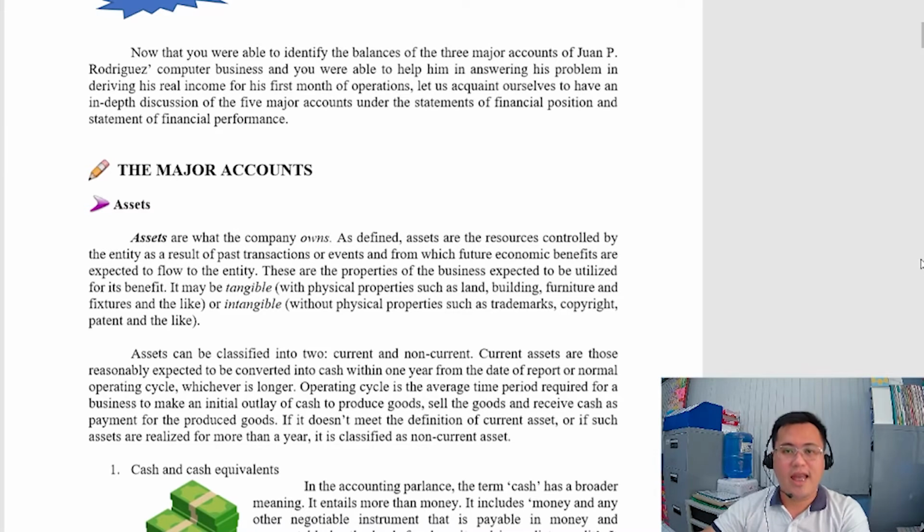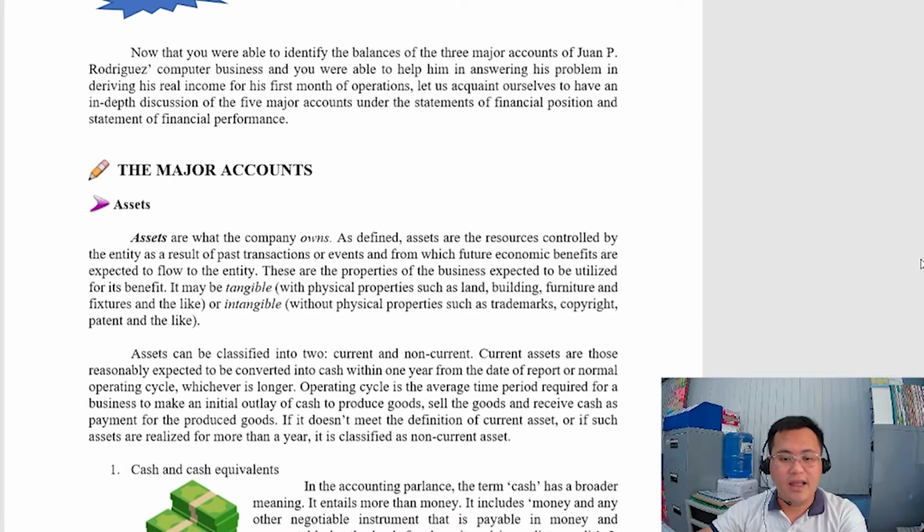To start with, let's discuss our first major account, which is asset. Assets are what the company owns. As defined, assets are the resources controlled by the entity as a result of past transactions or events and from which future economic benefits are expected to flow to the entity. These are the properties of the business expected to be utilized for its benefits.